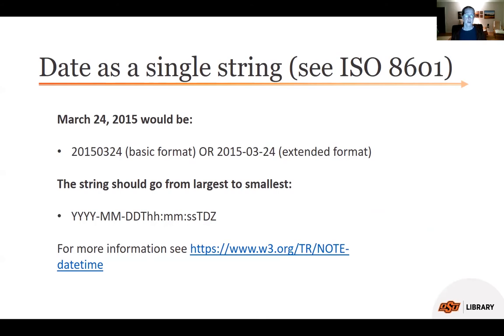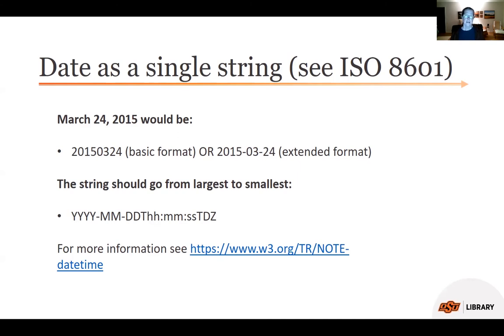So for example, March 24th, 2015, there are 2 different ways to show it using this ISO standard. The first is the basic, where it's just a single string of numbers. The second one has dashes to make it a little easier to read. But the critical thing is that the string begins with the largest value and then works down. So it's year, it's month, it's day.